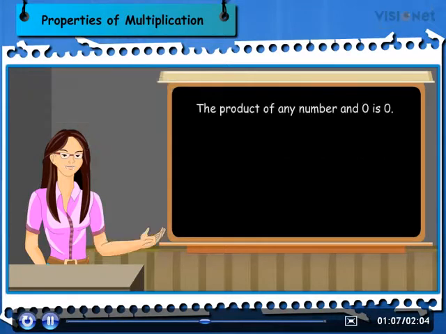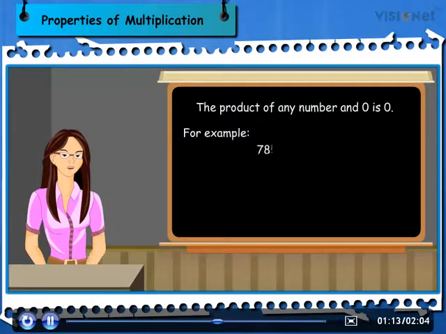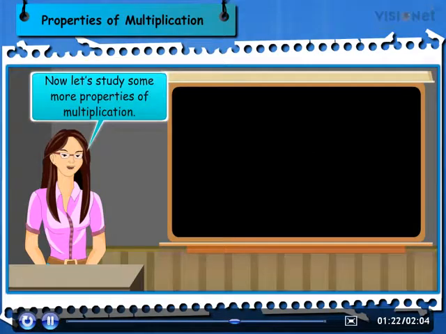Third is that the product of any number and 0 is 0. For example, 785 multiplied by 0 is equal to 0. These are the properties you have already known. Now let's study some more properties of multiplication.